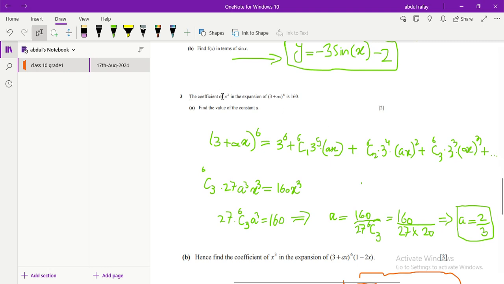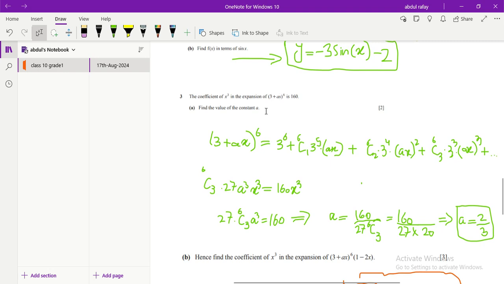In question number 3, you need to find the x cube coefficient. The coefficient of x cube is given, and then you need to find the value of a here.